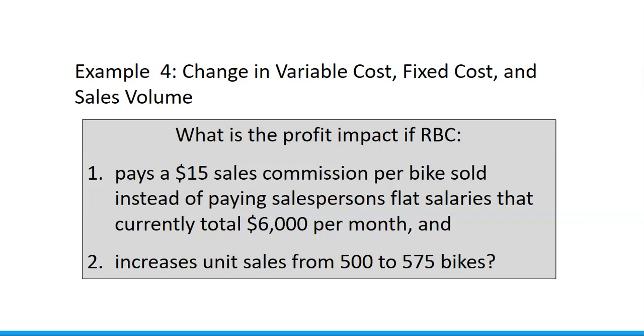Okay. Under number 4, we want to know, what if we pay a $15 sales commission to our salespeople? Right now we're paying them $6,000 per month.